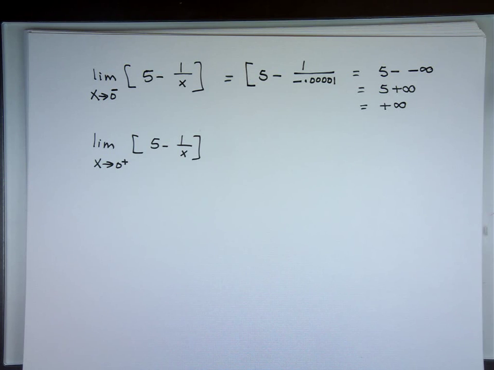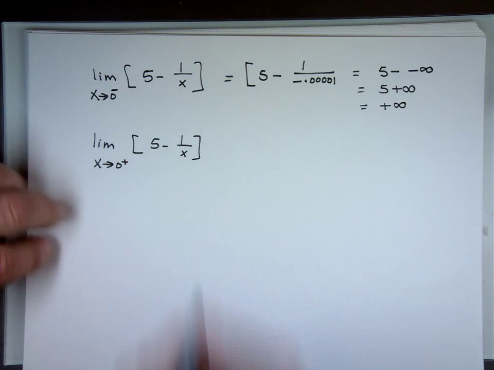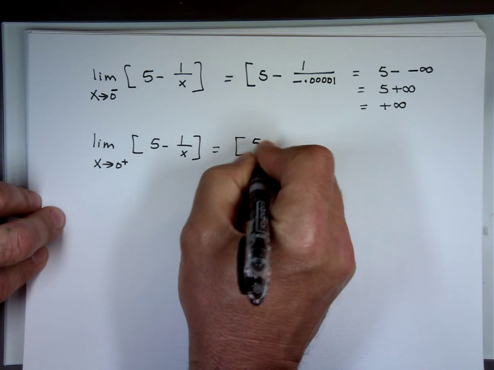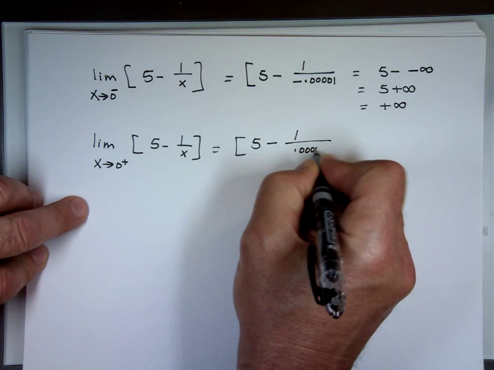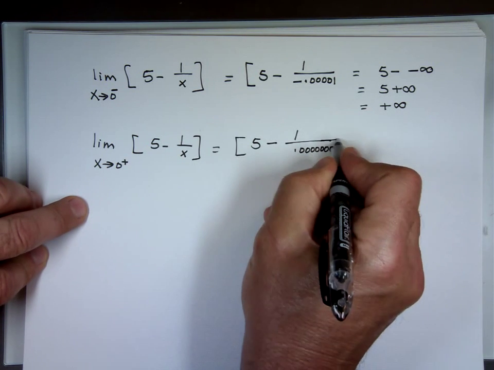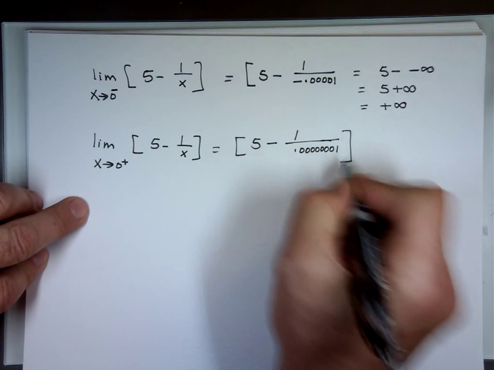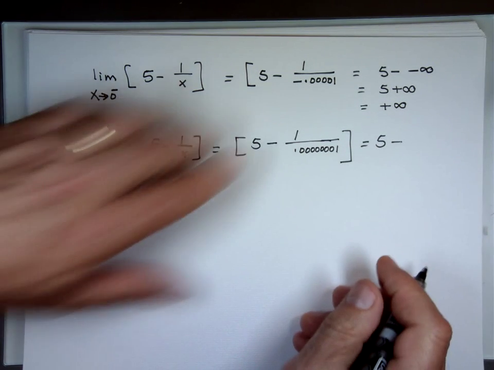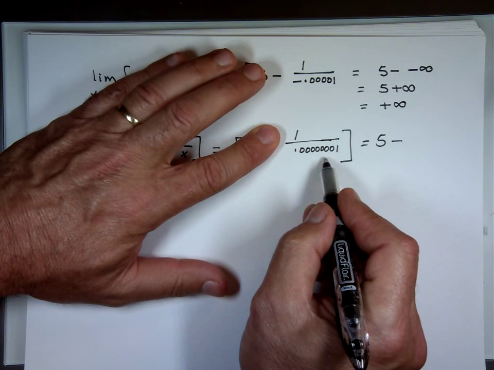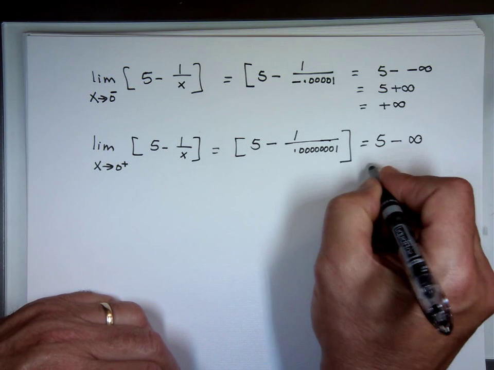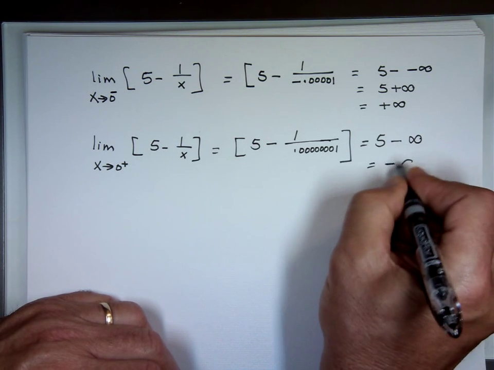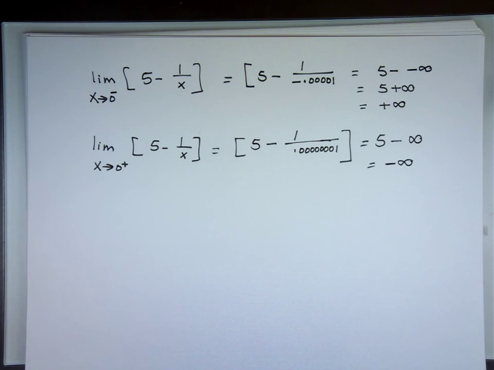From the right side, direct substitution, 5 minus, this is more than 0, so how about 0.00000001? And what's the answer to this? That's positive infinity, so 5 minus infinity, or negative infinity plus 5, which is what? Negative infinity. So what if you add 5 to negative infinity? So where's the limit going to? Negative infinity.